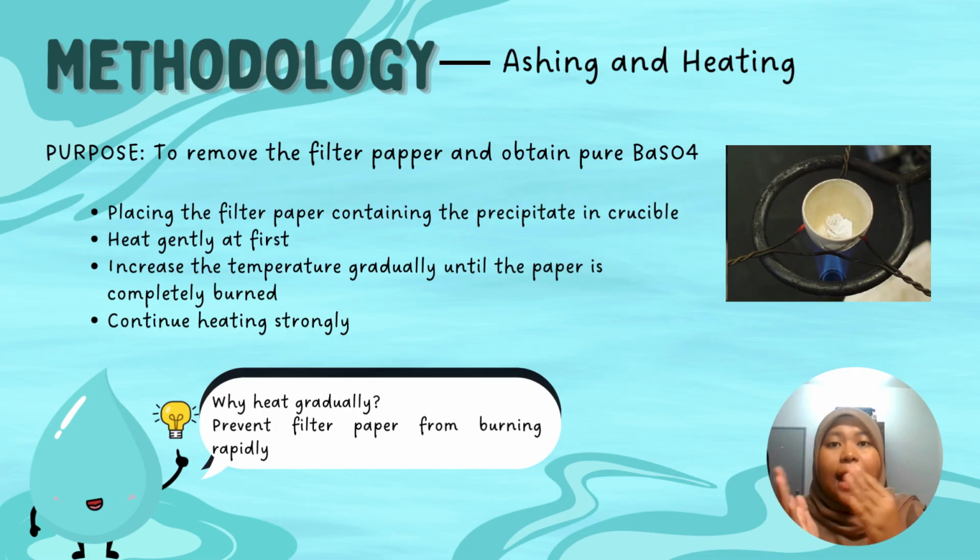The next step is ashing and heating. The filter paper containing the precipitate is placed into a crucible. It is then heated gently at first, and the temperature will increase gradually until the filter paper is completely burnt. Strong heating is then continued. The purpose of this step is to remove the filter paper and obtain pure barium sulfate. Gradual heating will prevent the filter paper from burning too rapidly, which could cause the loss of the precipitate.